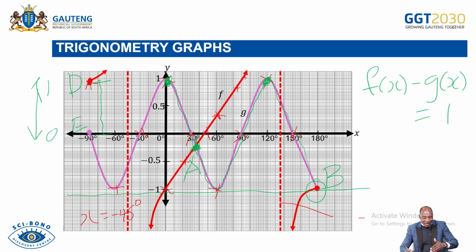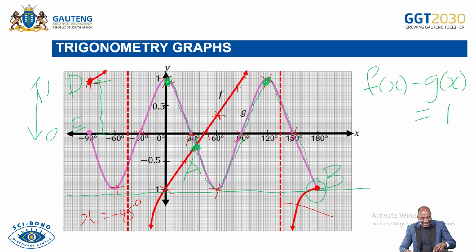If I say the upper value there is a 1 and the lower value is a 0, because they want me to pick a value from the f graph, then subtract a value from the g graph, but the answer should be exactly 1 between those two. We are looking at the vertical distance between the two graphs where the gap is a 1.